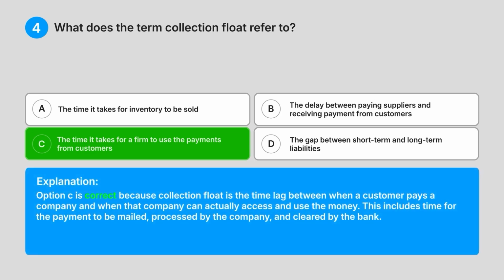Explanation. Option C is correct, because collection float is the time lag between when a customer pays a company and when that company can actually access and use the money. This includes time for the payment to be mailed, processed by the company, and cleared by the bank.